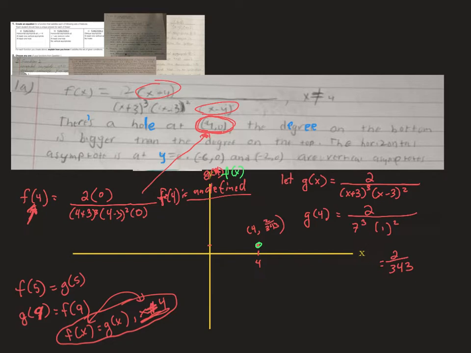Where is g of 4? Well, that's where f of 4's hole would be. So it turns out that there isn't a hole at 4 comma 0 at all. Right? That's not true at all. That's just a made-up thing. All right, in terms of communication, there's a hole at, okay, let's just assume that this was written as 4 comma 2 over 343. Like the location was right.